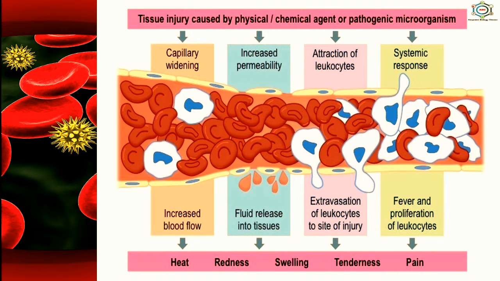So, in case of tissue injury caused by physical and chemical agents or pathogenic microorganisms, first, capillary widening and increased blood flow, that is, heat is created. Then increased permeability, that is, fluid release into tissue, then redness and swelling are caused. Then attraction of the leukocytes, then extravasation of the leukocytes to the site of injury, then tenderness occurs. And the last is systemic response, that is, fever and proliferation of the leukocytes, and pain occurs. So this is the way of tissue injury caused by physical and chemical agents or pathogenic microorganisms.